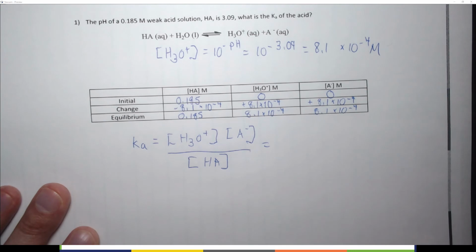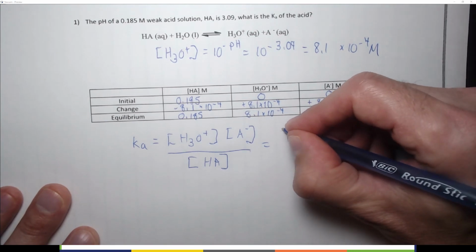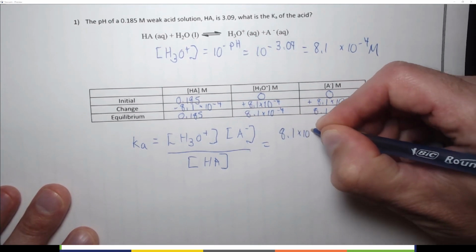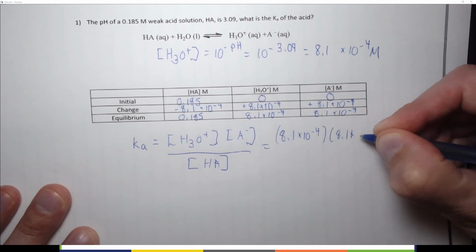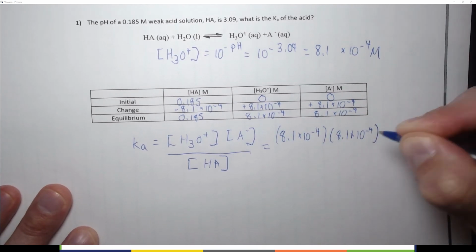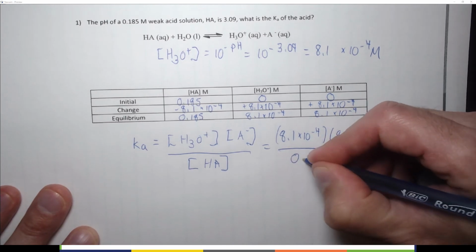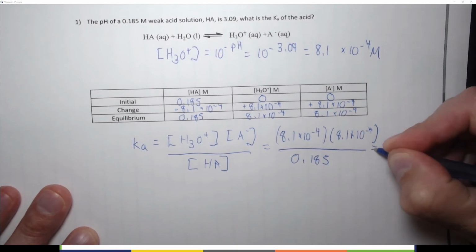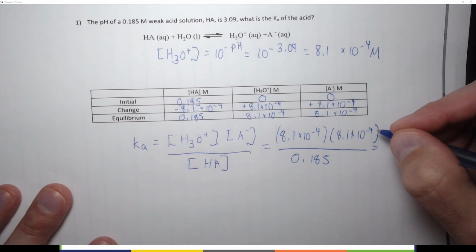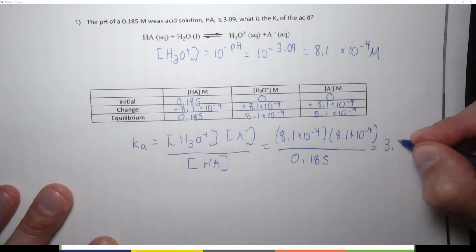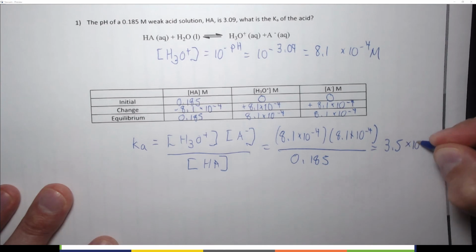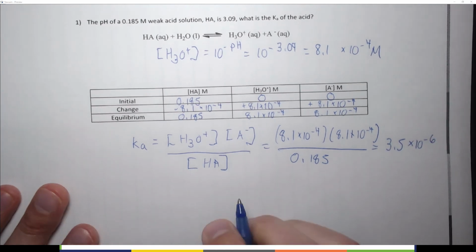Now I can plug in my equilibrium concentrations, which are all numbers, so there's no X here. I'd have to be given Ka if there was, but I have 8.1 times 10 to the minus 4 times 8.1 times 10 to the minus 4 divided by 0.185. And when I do all that work, I find that the Ka of this particular acid is 3.5 times 10 to the minus 6.